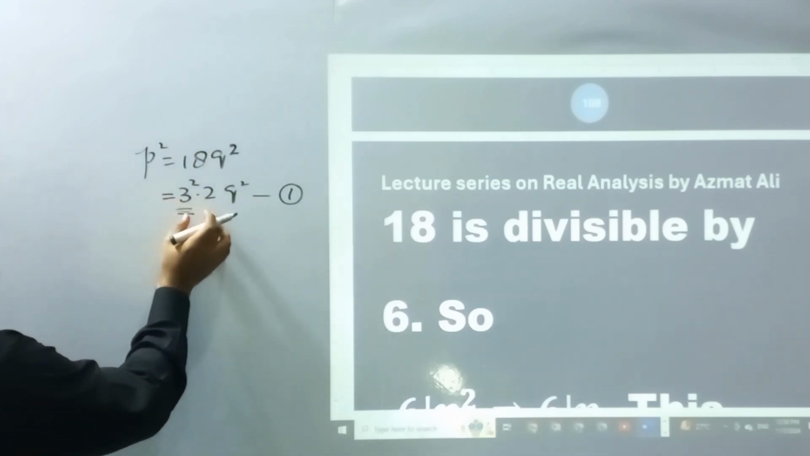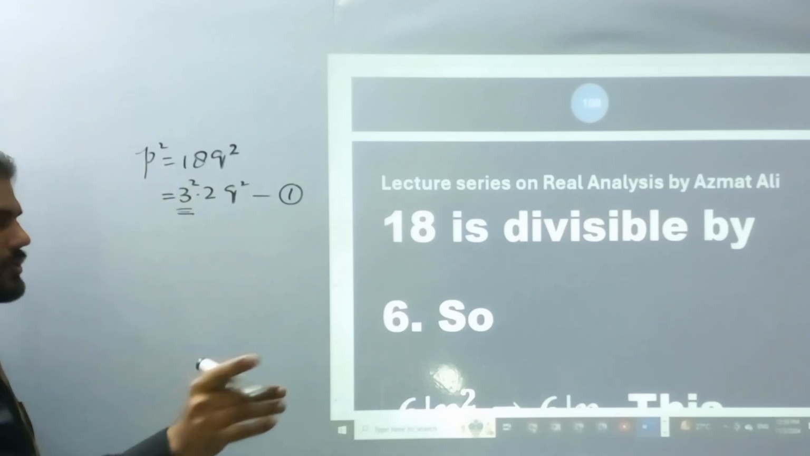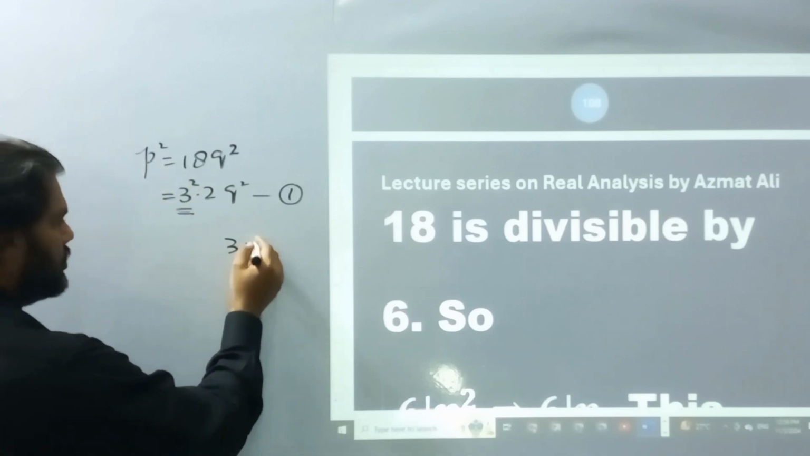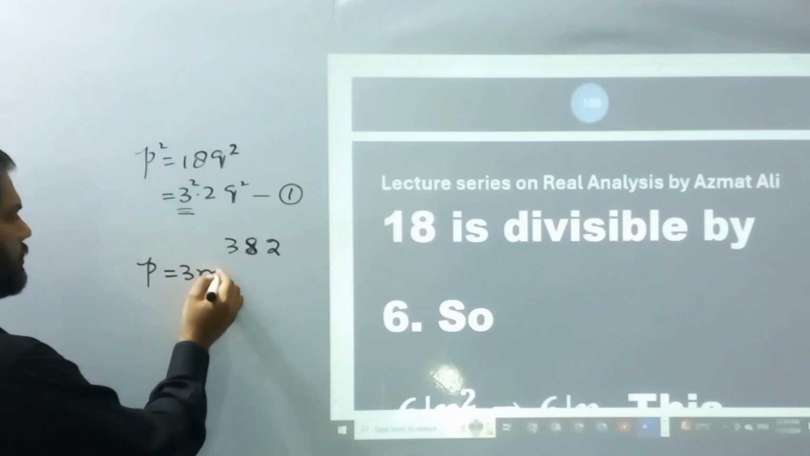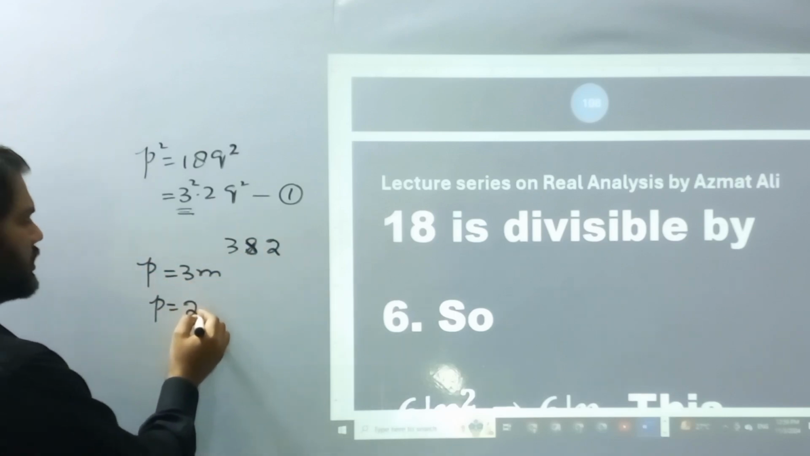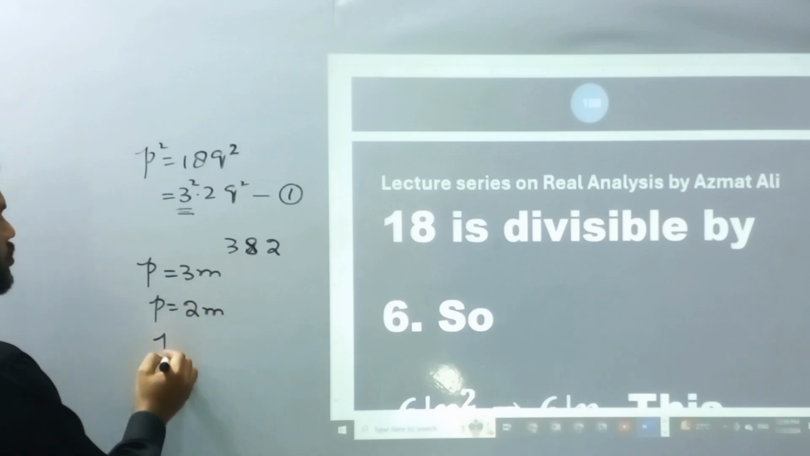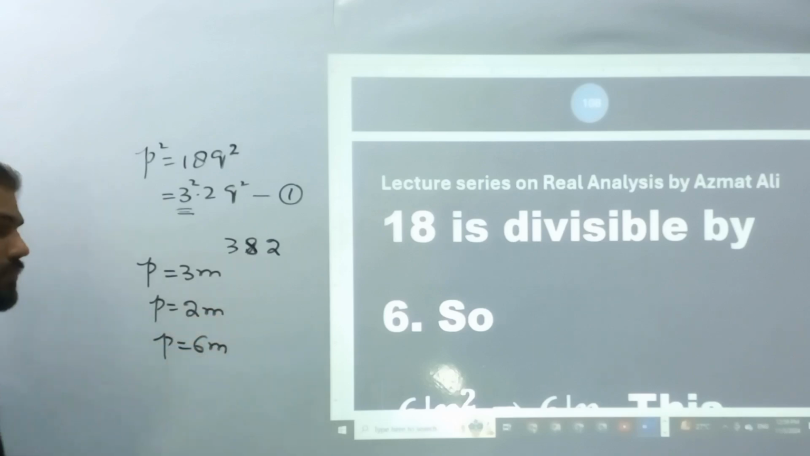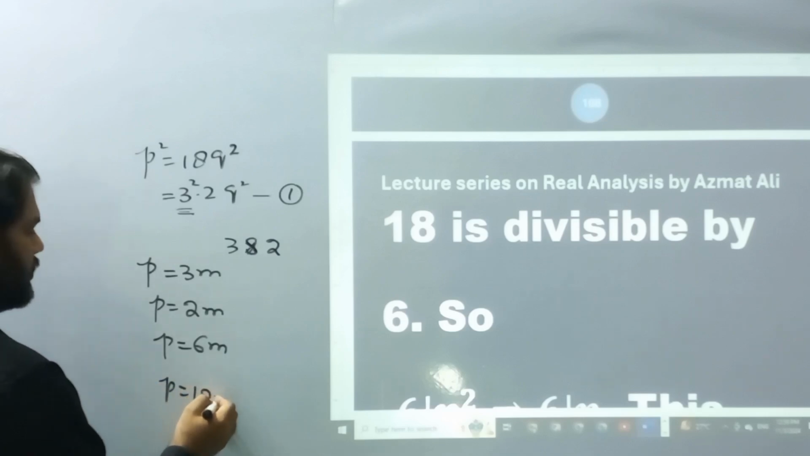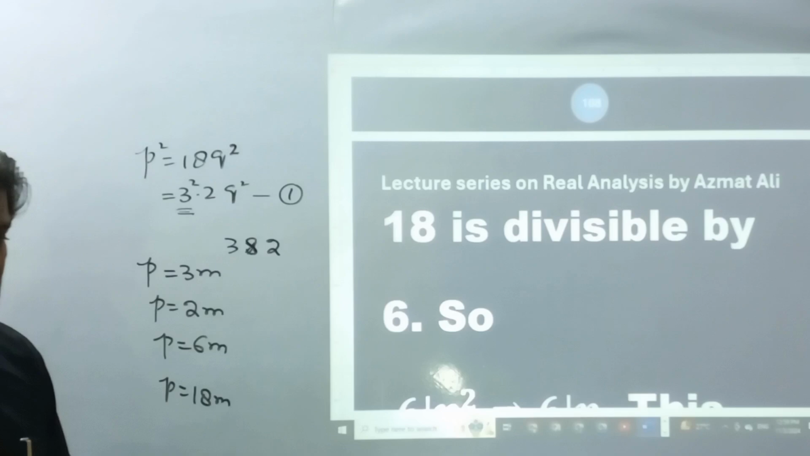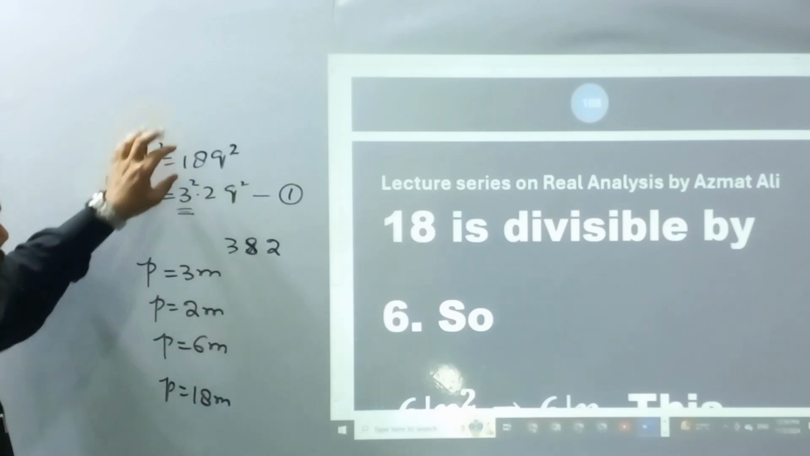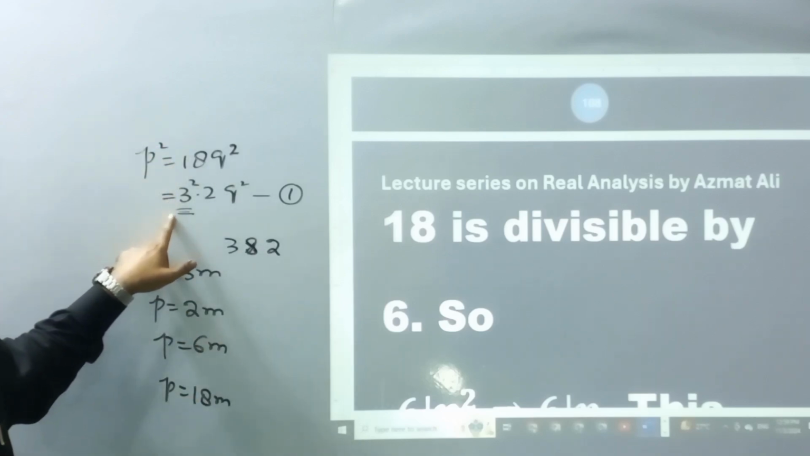The right side of p square contains two distinct primes, that is 3 and 2. So you can set p equal to 3m, or you can set p equal to 2m, or you can set p equal to 6m. You cannot set p equal to 18m here. This is wrong. So in this case, when your composite number contains some power, you will choose p like this.